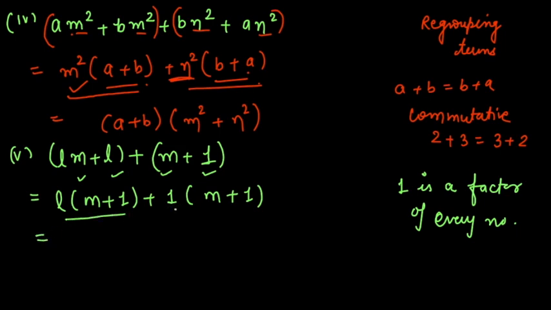Now in this term and in this term, what is common? The common factor is n plus 1. What I am left with is l along with the sign, plus 1, so l plus 1. These are the two factors of the given expression.